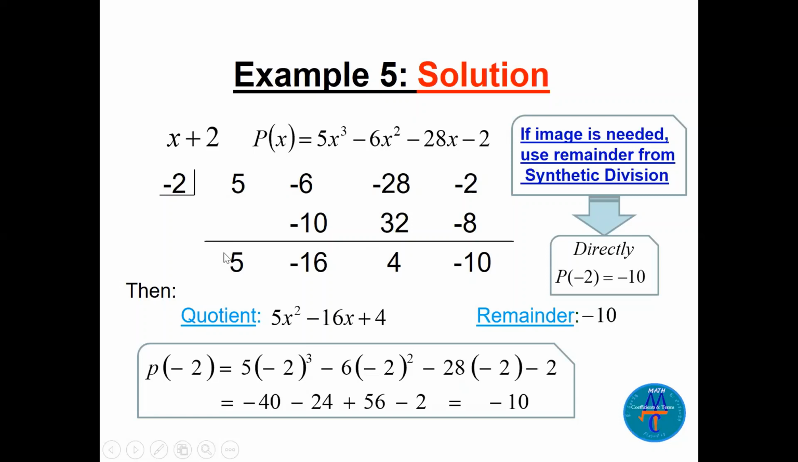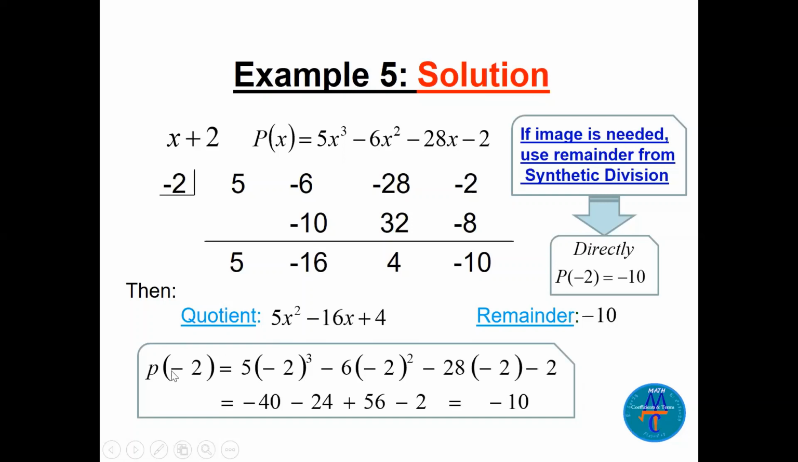5 comes down, multiply. So minus 10, add, minus 16, multiply, minus 16 times minus 2 is 32. When you add, you get 4. Multiply, minus 8, when you add, you get minus 10, which is the remainder. Remember, see, the remainder here is minus 10. And what is the quotient? 5x squared minus 16x plus 4.